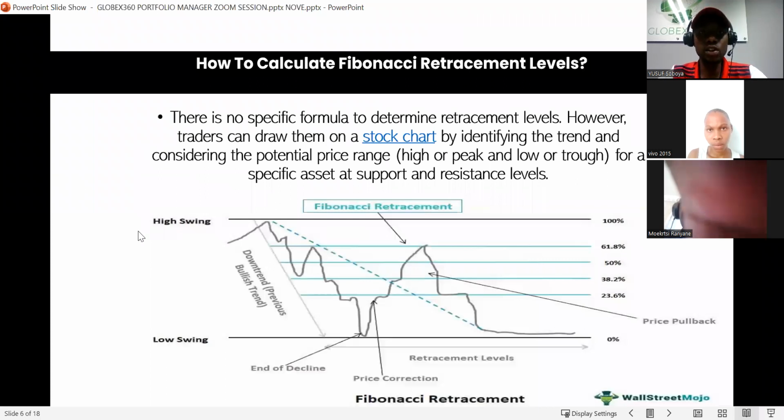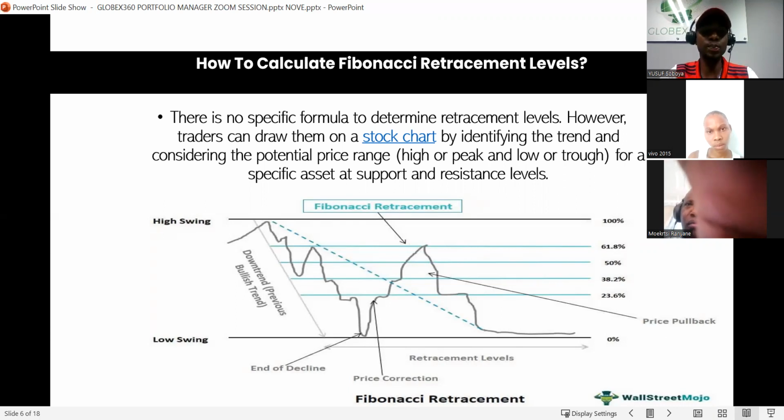All right. There is no specific formula to determine a retracement level. However, traders can draw the lines on a stock chart by identifying the trend and considering the potential price range, a higher or a peak, lower or trough, for a specific asset at a support and resistance level. All right. So the key point here, you can draw the Fibonacci line, and these are the percentages that I was talking about: 0, 23, 38, 50, 61. If you look at it, here is the Fibonacci line. You draw it from the highest of the stock or trade to the lowest, just one line.